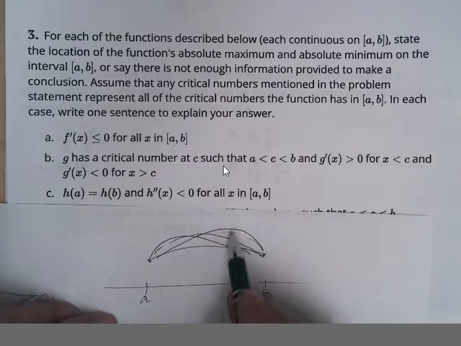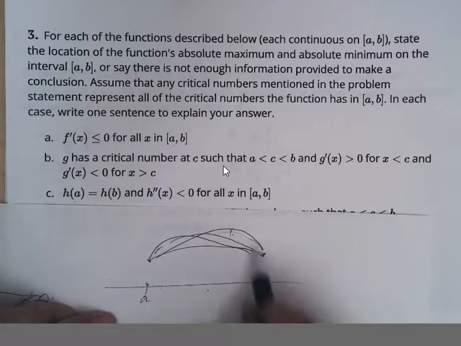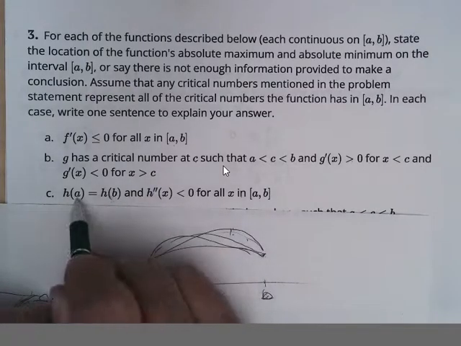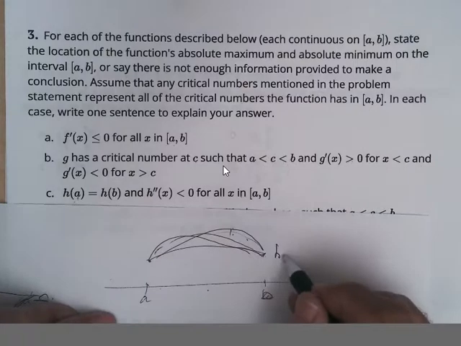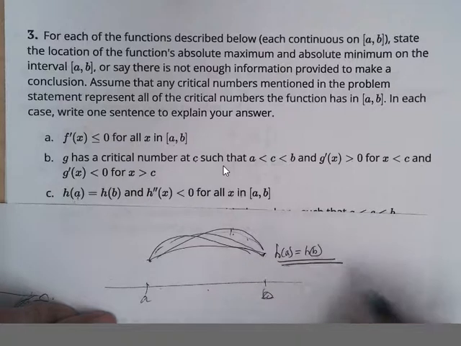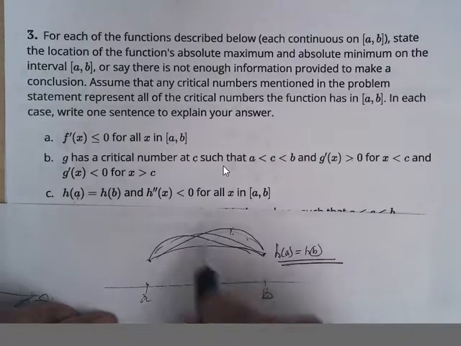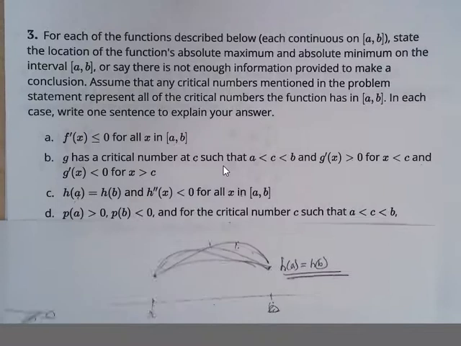But wherever the max is somewhere in the middle here, we don't know where, but we know the min is whatever H of A is, or H of B. They're both the same. So that's the minimum value happening at A and also at B. And some place in between is the max.